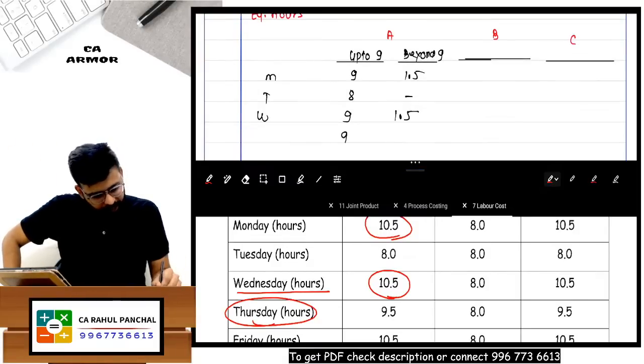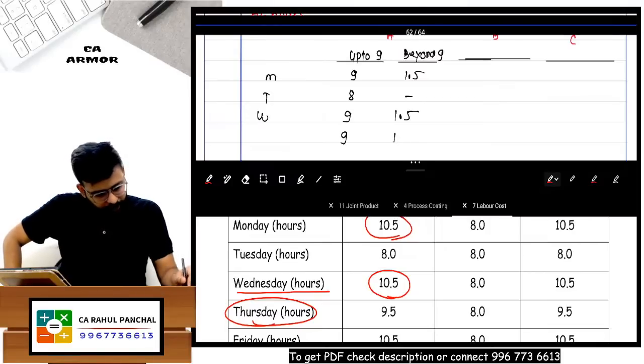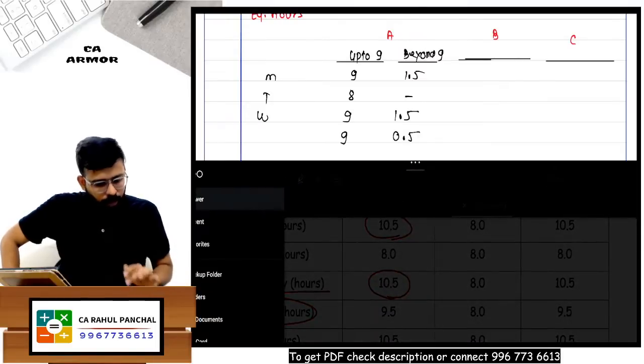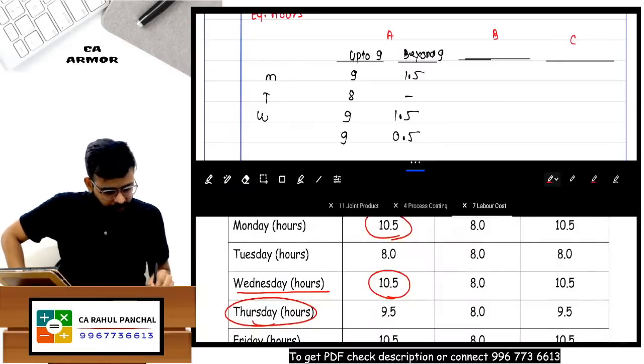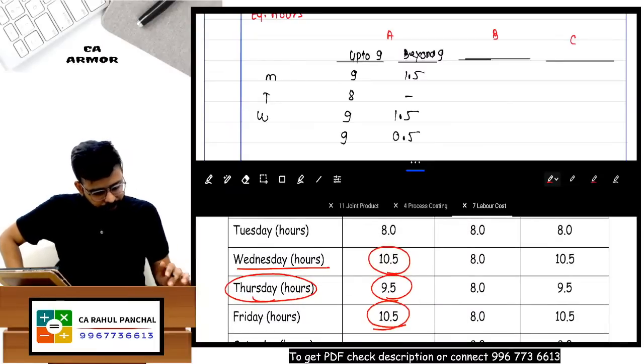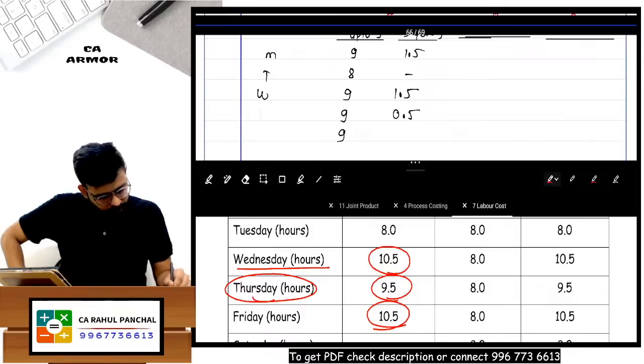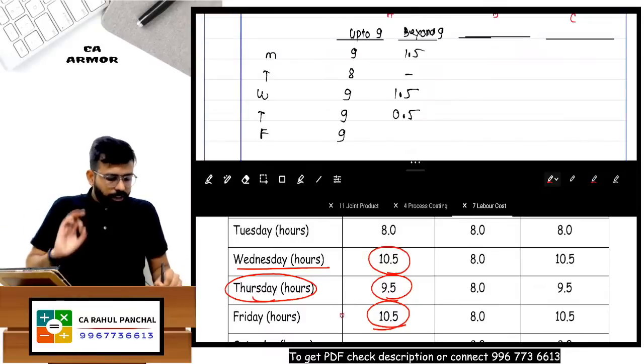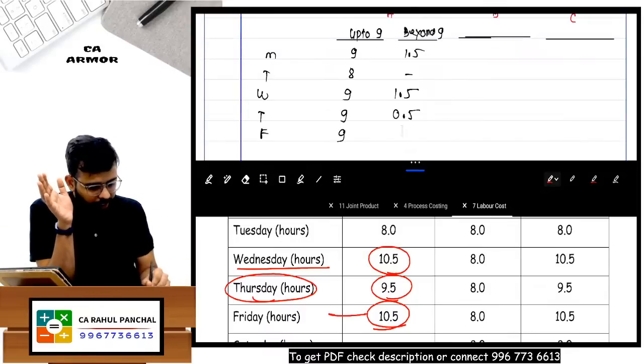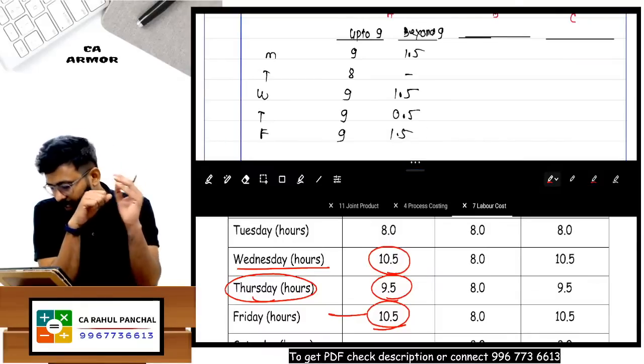Thursday it is 9 and 1.5. Then, 9 and 0.5, because only this many extra hours, which is 0.5. On Friday it is 9 and... what happened? Thursday and then it is Friday. So when I say Friday it is 10.5, that is this 9 and 1.5.